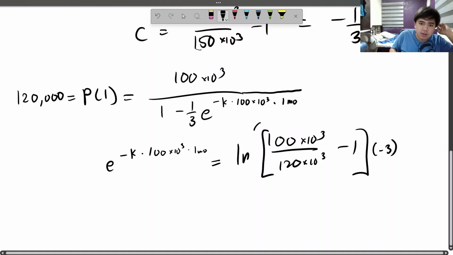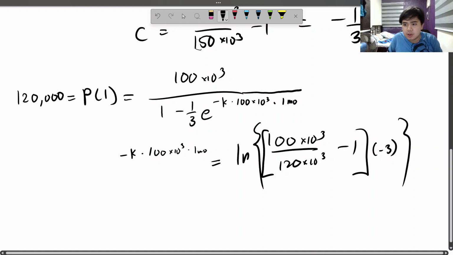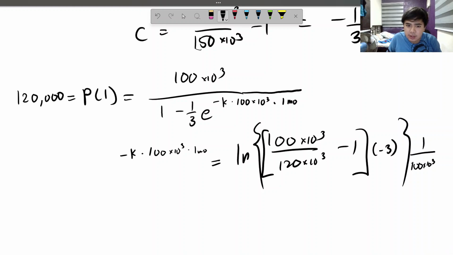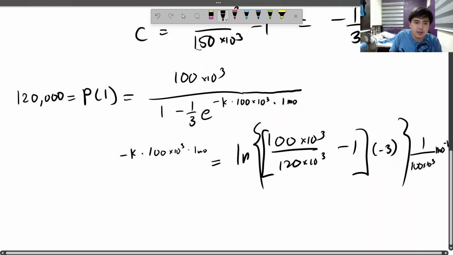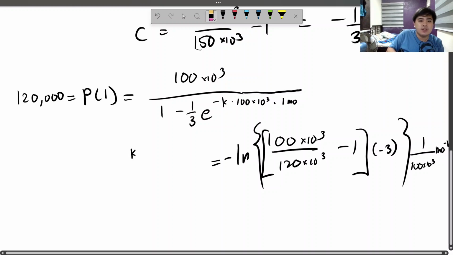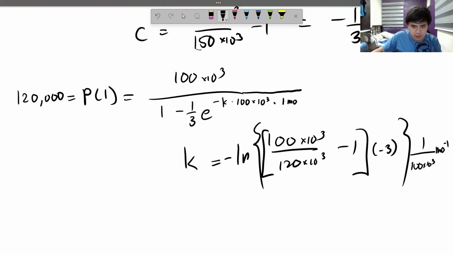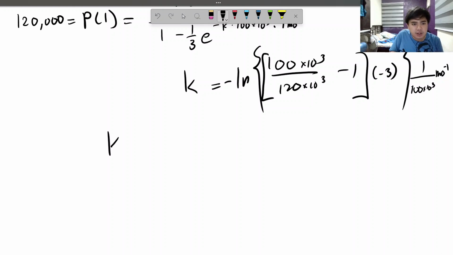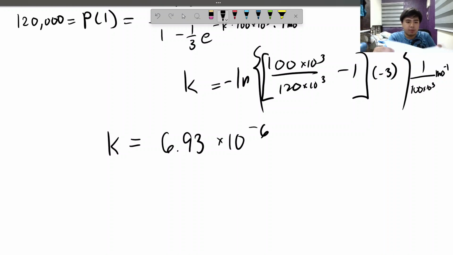Take the natural logarithm of both sides to remove that. And then divide both sides by 100 times 10 to the 3 times 1 month. So 1 over 100 times 10 to the 3, then the unit should be inverse month. And that removes this, that, and for the final touch, we just transfer the negative. There you go, and you get k. k is a small number, 6.93 times 10 to the negative 6. Store this on your calculator if you can, because this will be important later on.